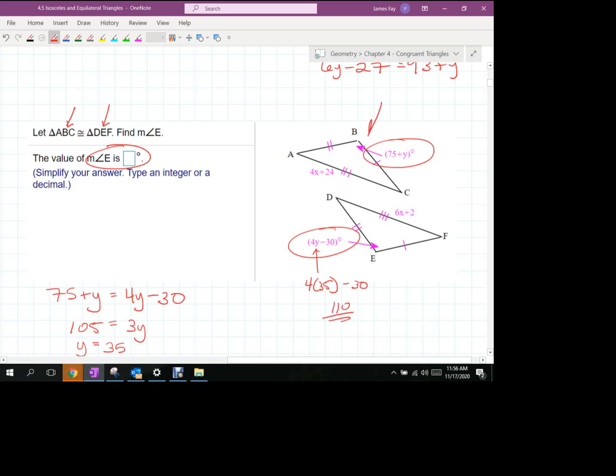What would this angle B be? 110. And you can check that by taking 75 plus 35, and it does indeed give you 110. So finding that 110 multiple ways kind of confirms that we have the right answer there. Is that helpful? All right.